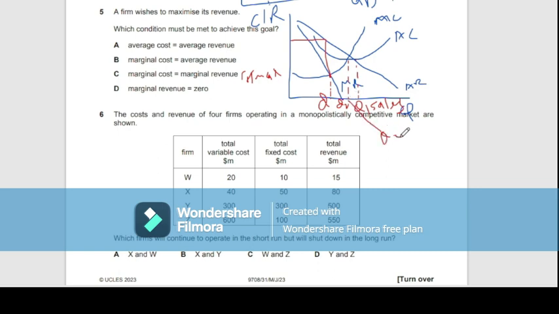the firm will be productively efficient. Where MC is equal to AR, that is this output, let's call it Q4, the firm will be allocatively efficient. So this is allocative efficiency, and at Q3, the firm will be productively efficient. So which condition must be met to achieve the goal of maximizing revenue? So it will be where marginal revenue is equal to 0. So the answer is D there.